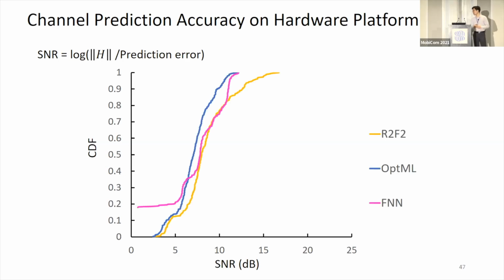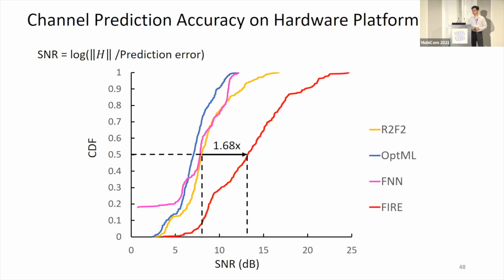First, I plot the performance of 3 baselines. The first 2, R2F2 and OptiML, are traditional signal processing based methods. The final one, FNN, is a fully connected neural network using a regression task to predict the downlink channel. As you can see, these 3 baselines roughly have a median SNR of 10 dB. If we plot the performance of FIRE, we can see a median SNR gain of 1.68 dB. So this means that FIRE can deliver very accurate channel prediction and achieve very high SNR for data transmission.